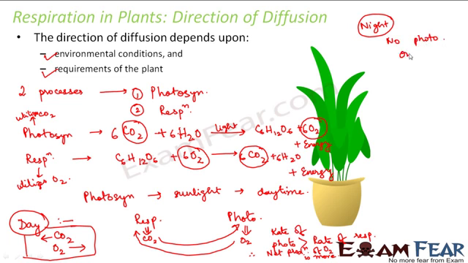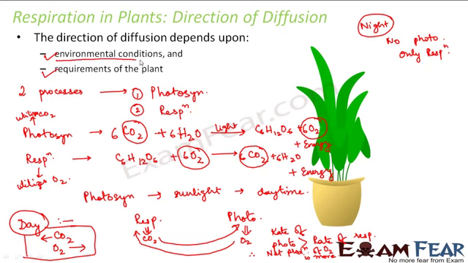So that means only respiration takes place at night. And what happens in respiration? So if you look at the process of respiration, respiration will utilize oxygen and it will produce CO2. Right? So this CO2 which is produced is diffused to the environment. So the extra carbon dioxide which is produced is diffused to the environment at night time. So therefore the direction of diffusion in plants varies with the environmental conditions.